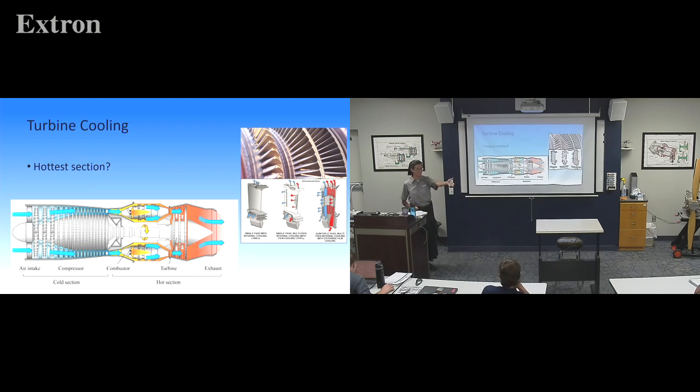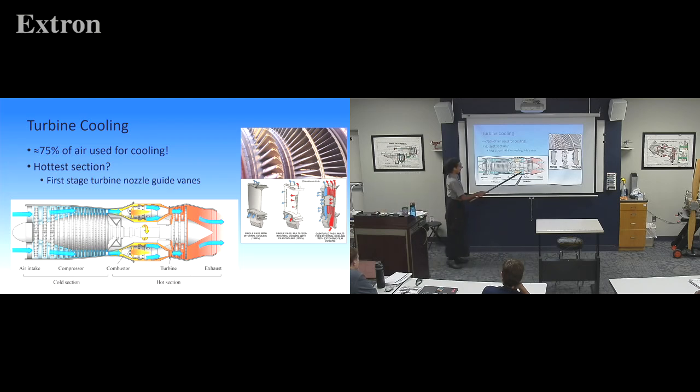Secondary air system. So yeah, fuel, seals, all of that stuff. About 75% is used in general for turbines. Hottest section, first stage turbine nozzle guide vanes, right after our burner, right about in there. And don't forget that we conduct this air to cool.